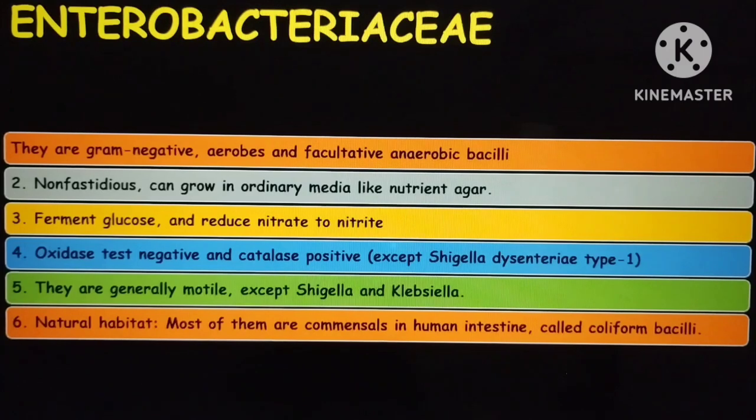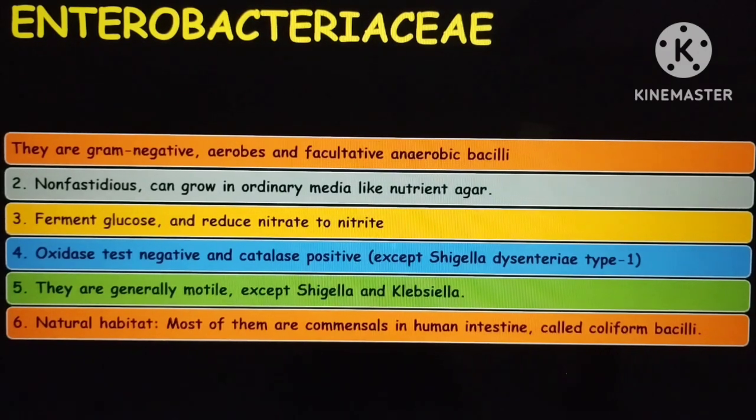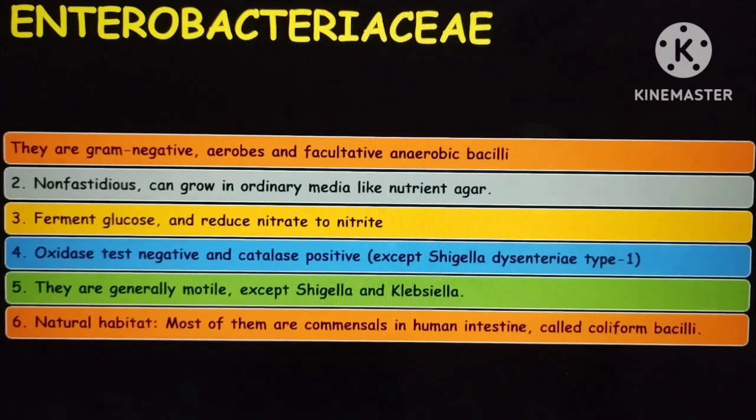Okay, first they are gram-negative bacilli. They are aerobes and can be facultative anaerobes, but they are non-fastidious, because fastidious organisms require a special medium like blood agar or chocolate agar. Here it is non-fastidious, so they can grow in an ordinary medium like nutrient agar.